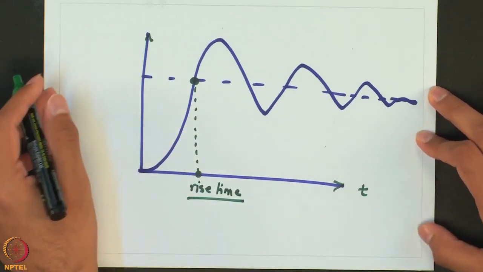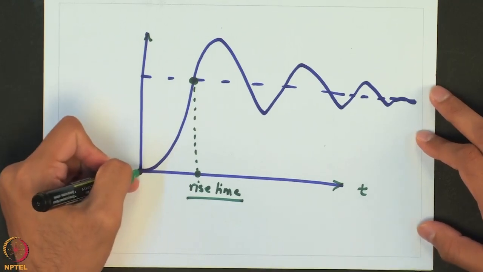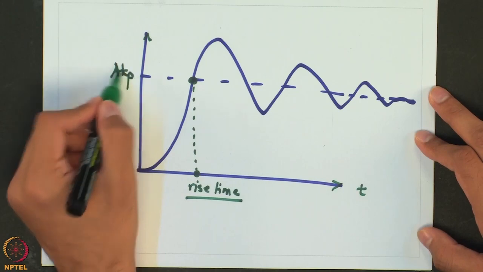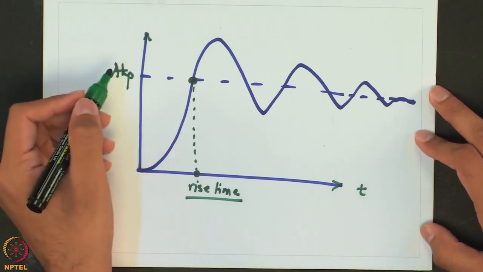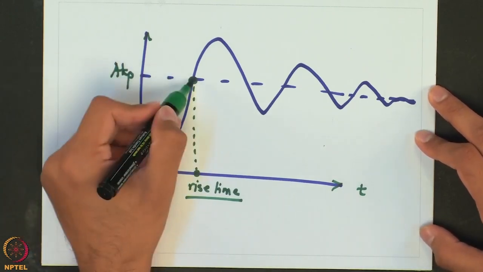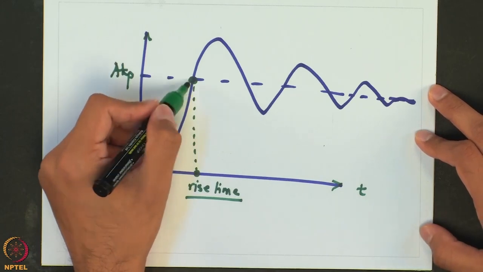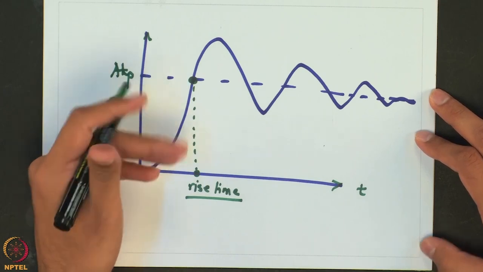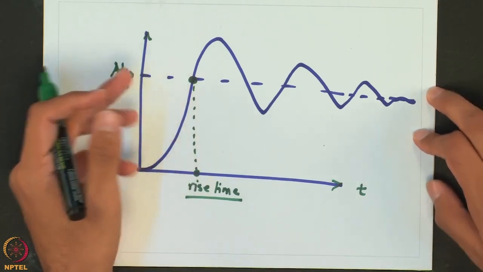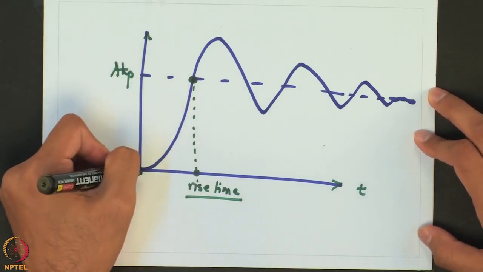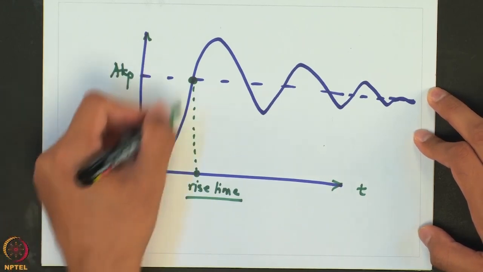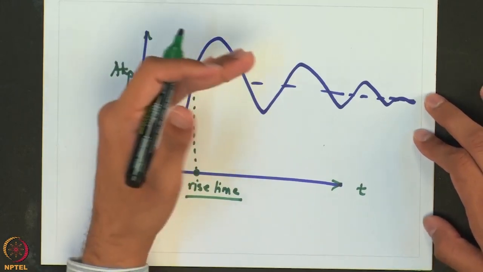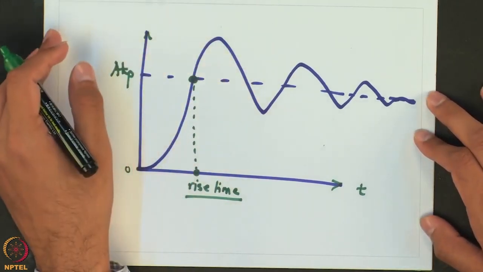So it is the time when the response value reaches the ultimate value. The ultimate value was AKP. So the response reaches the ultimate value for the first time. It may not stay there, but it is the time in which it reaches there the first time. If it is a controller, then we would want this rise time to be as small as possible, because we want to move from the original point to the final point as quickly as possible, so that our operating point has shifted. It may not have stabilized, but it has still shifted to the new point.